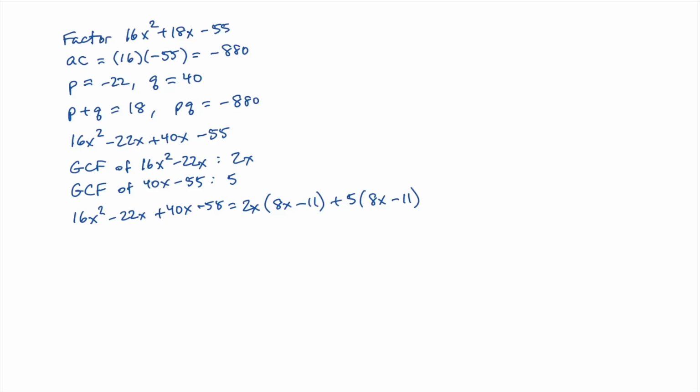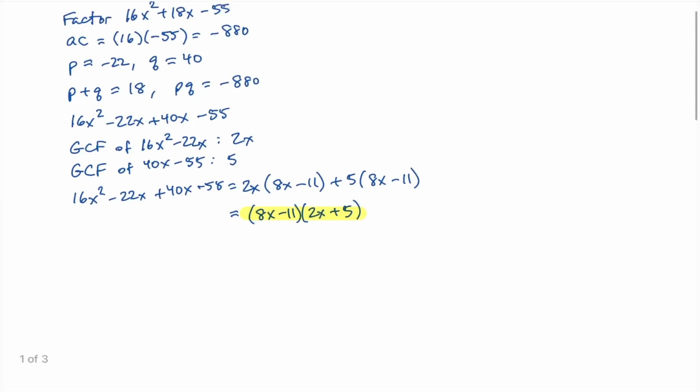Both of these have an 8x minus 11, so we can factor that out of both terms. So 8x minus 11, times 2x from the first term, plus 5 from the second term. And that is the first expression factored. Now we can factor the other numerator.